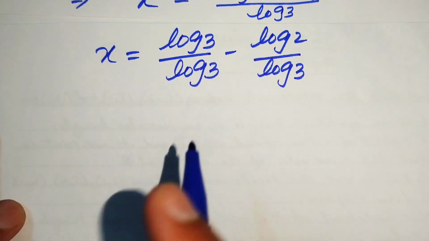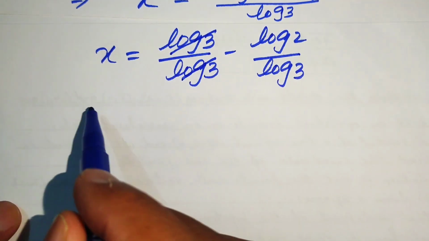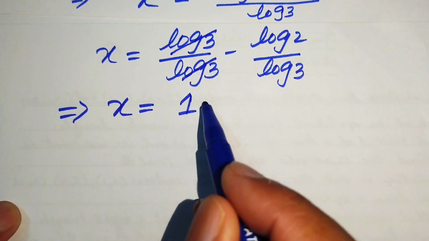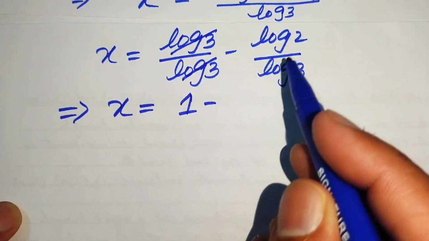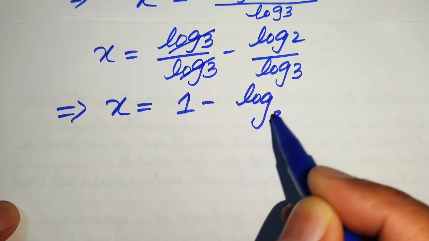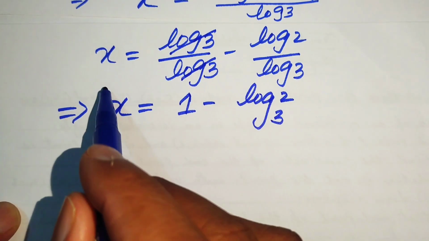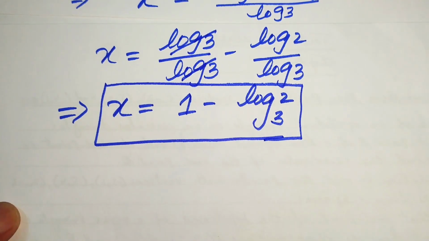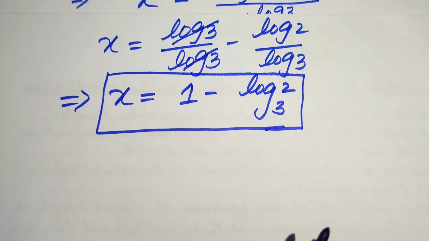Here we know that this log 3 is cancelled out by this log 3, and we have x equals 1 minus, and we rewrite this expression as log base 3 of 2. So this is our final value of x, or this is our final answer in this question.